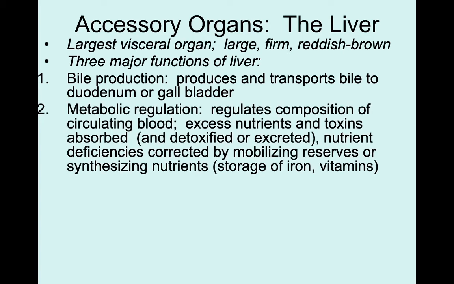Also, our liver is important in metabolic regulation. It regulates the composition of your circulating blood. So you're going to see that some of the nutrients from your small intestine are actually carried to the liver to be modified or else to be stored until they are needed. So the liver helps to remove excess nutrients from your blood and store them. It also helps to remove toxins from your blood. Your liver detoxifies toxic substances.